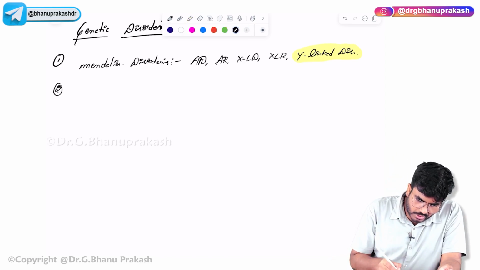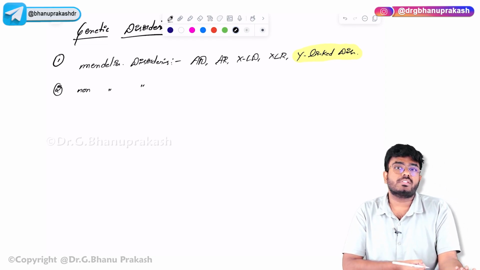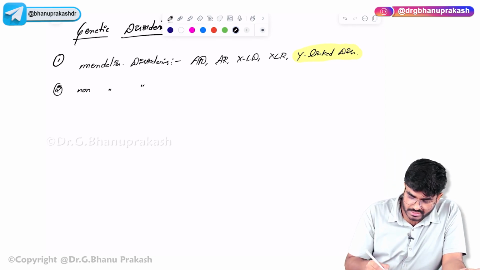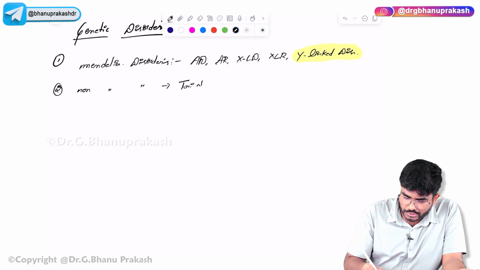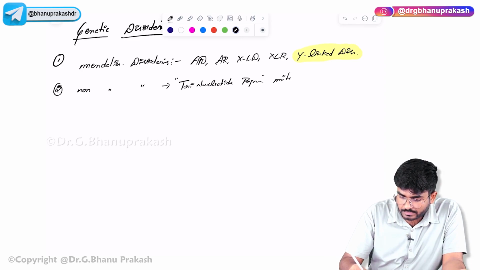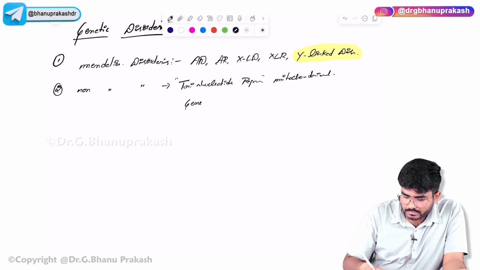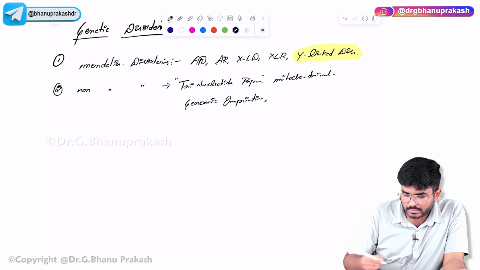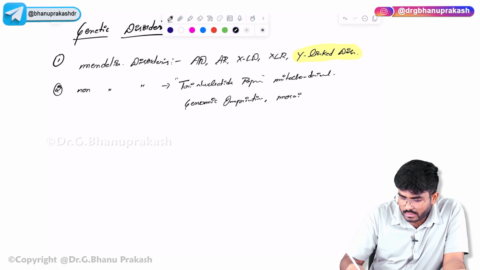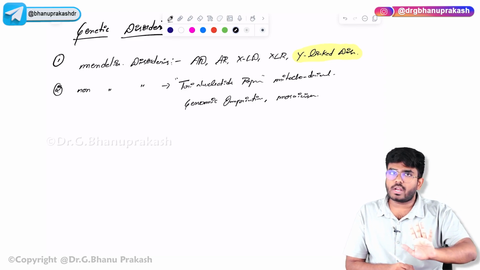The second type of genetic disorders are non-Mendelian disorders, the disorders which do not obey Mendel's laws of inheritance. They include trinucleotide repeat diseases, mitochondrial diseases, genomic imprinting, followed by mosaicism. These conditions do not follow Mendel's laws of inheritance. We'll discuss first the Mendelian disorders, and also the non-Mendelian disorders.